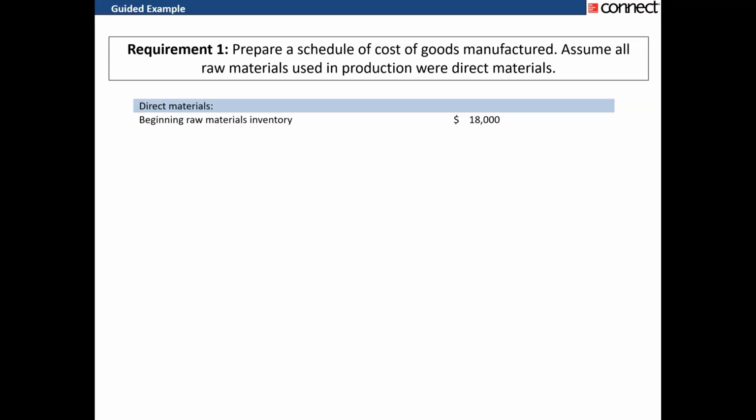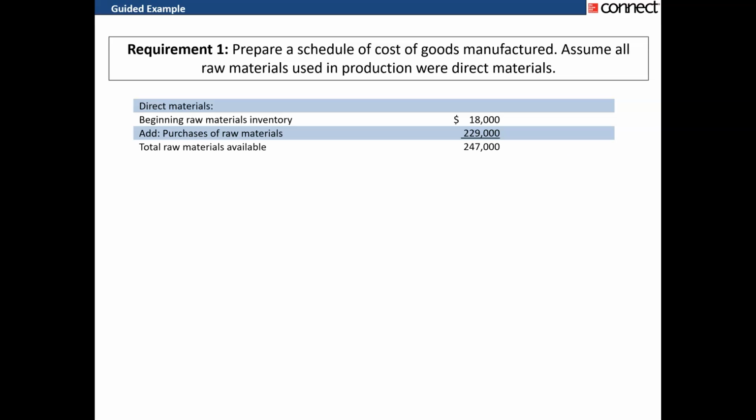Okay, we're going to start with direct materials first, then we'll go on to direct labor. For direct materials, we will take the beginning raw materials inventory, what they started with. Then we will add the purchases, and that will give us the total materials available. Because the goal of this schedule is to figure out what the cost of goods manufactured is. So we have to take the cost of the raw materials we start with, plus the cost of the raw materials we added.